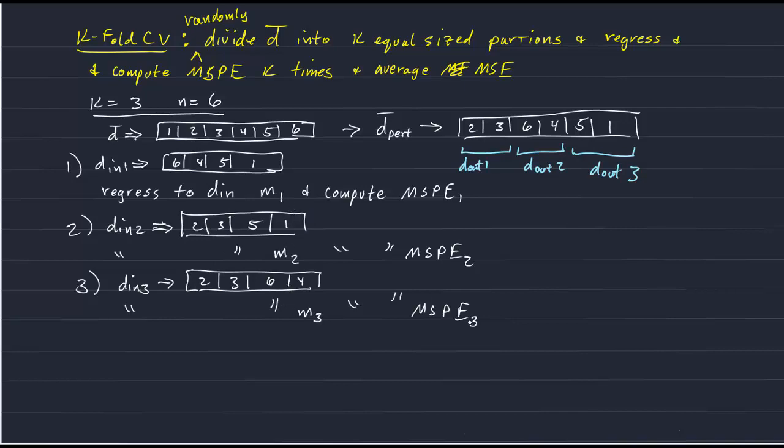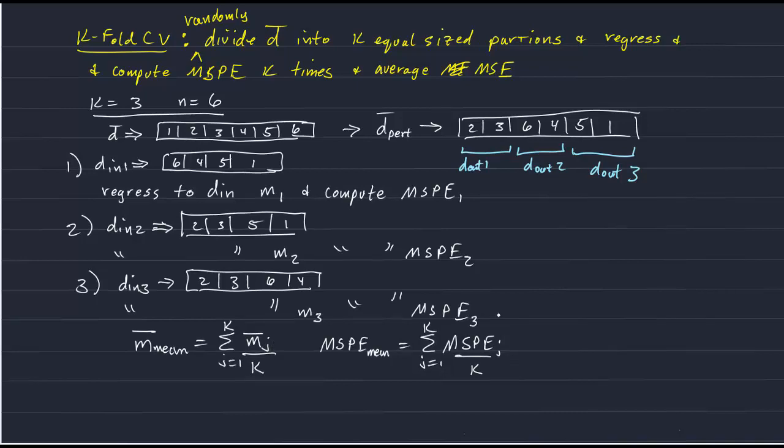And then to get our model, we just take the mean of our 3 model coefficients. Where I guess this is our mean model coefficient vector. And then likewise, our mean MSPE is simply the mean from each of our tests. Oh, and we have to divide by k, the number of tests that we did.